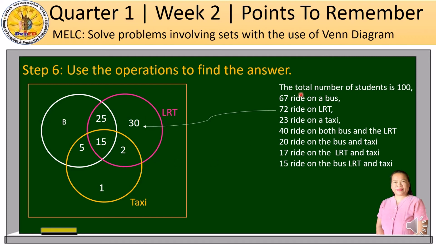Next, the last one, we have 67 ride on a bus. But then, we're going to add these numbers of students. So, we have 25 plus 15 plus 5 is 45. Subtract it from 67. So, 67 minus 45 is 22. Okay. Yan, na-complete na natin ang ating Venn diagram. We are now ready to answer the given questions.